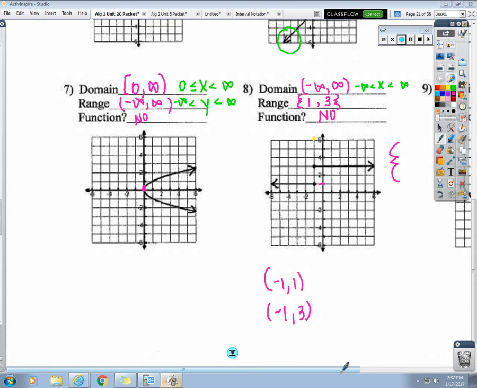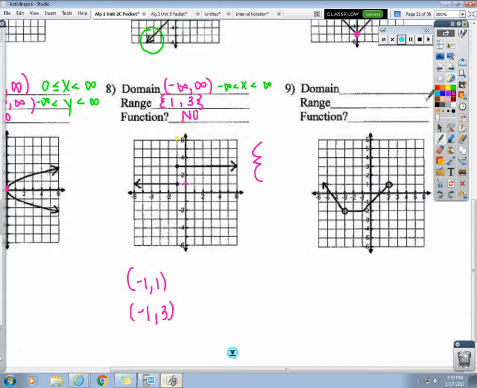Okay, number 9. Is it a function? Yes, it would pass the vertical line test. Okay, pay attention, and then you'll have time to write it. So just watch first. Right now, the furthest left you could go is where? You could go left forever, correct? So negative infinity.